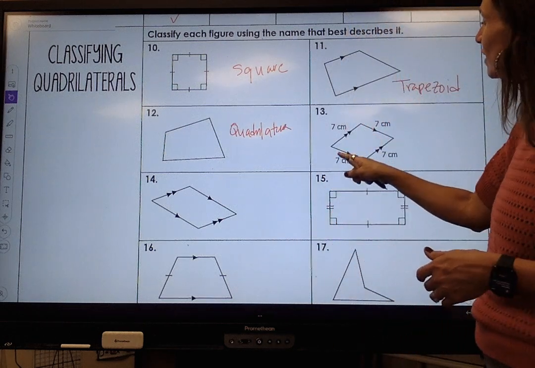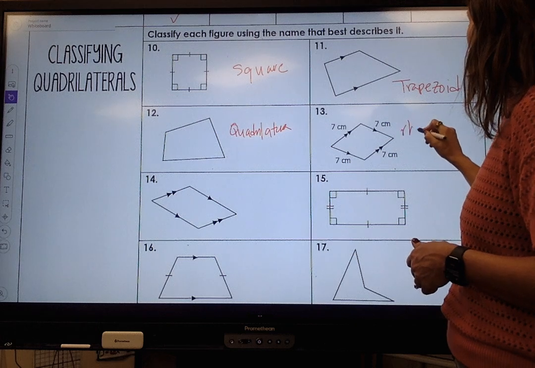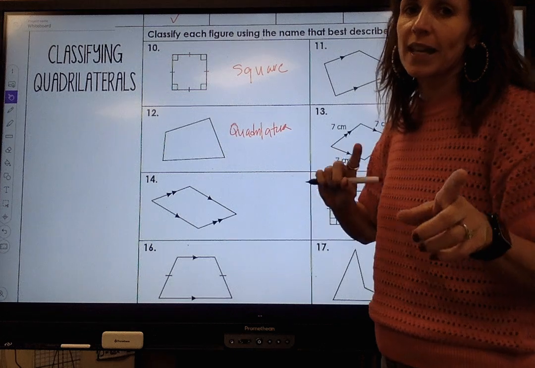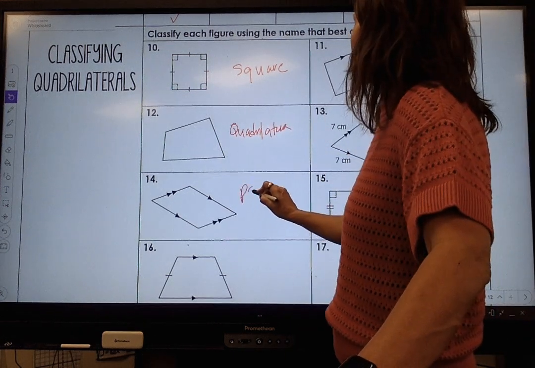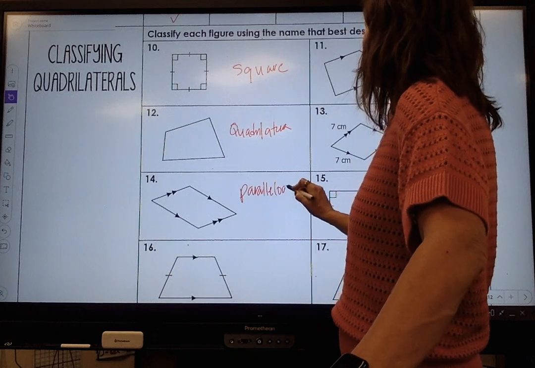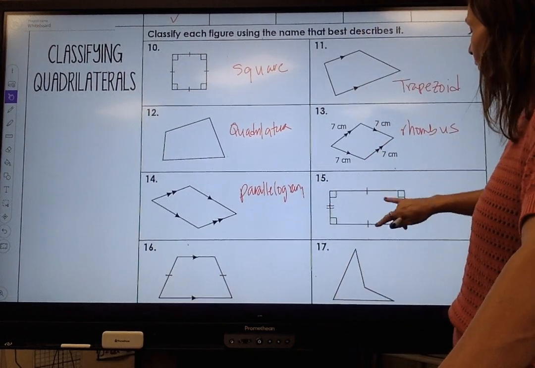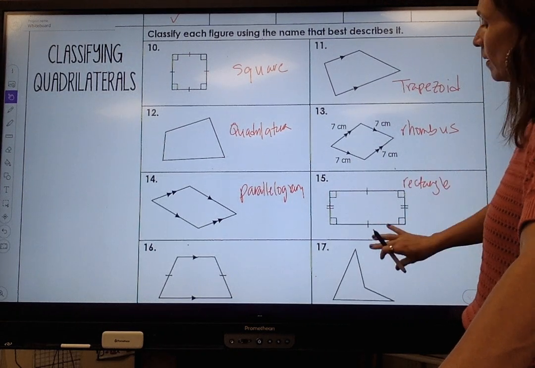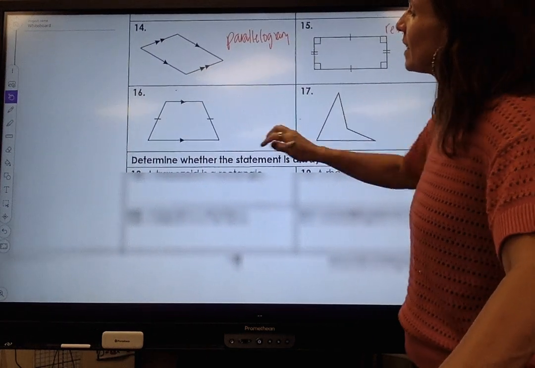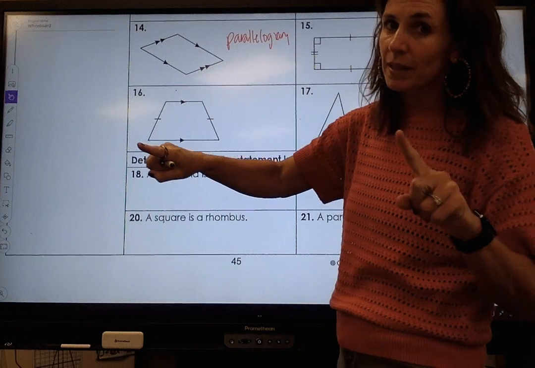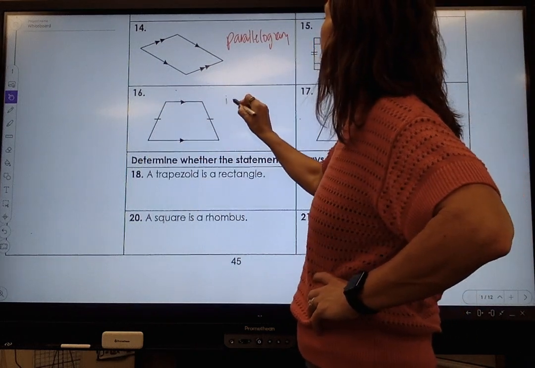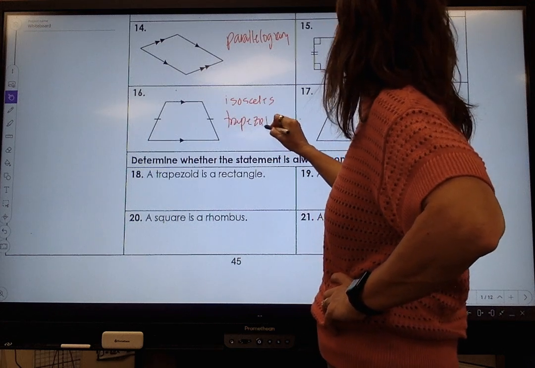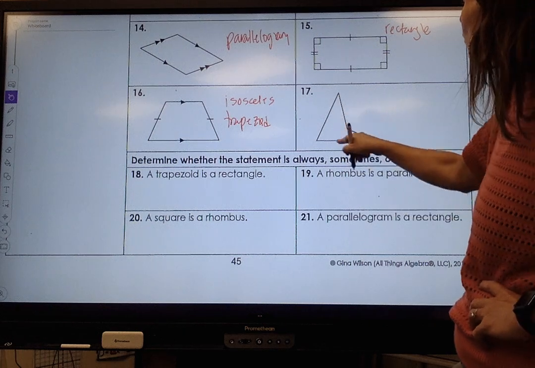Here we know all sides are the same and opposite sides are parallel, so we know it's a rhombus. Number 14, all we know are opposite sides are parallel, so we know that that's a parallelogram. Number 15, we have 4 right angles, and then opposite sides are not equal, so we know it's a rectangle. Number 16, this is a trapezoid, but it's special because opposite sides are congruent, so this is an isosceles trapezoid. And number 17, it just has 4 sides, so it's a quadrilateral.